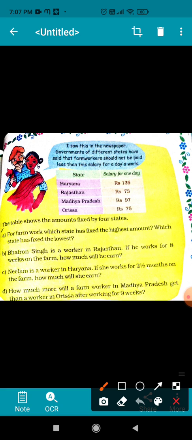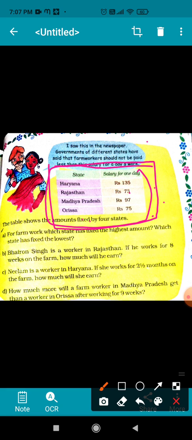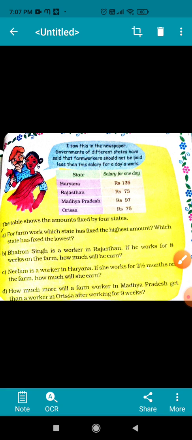Children, here you can see this chart, and in this chart you can see on your left side the name of the state is given, and on your right side the salary for 1 day of the farm worker is given. And on the basis of this information you have to answer the following questions.